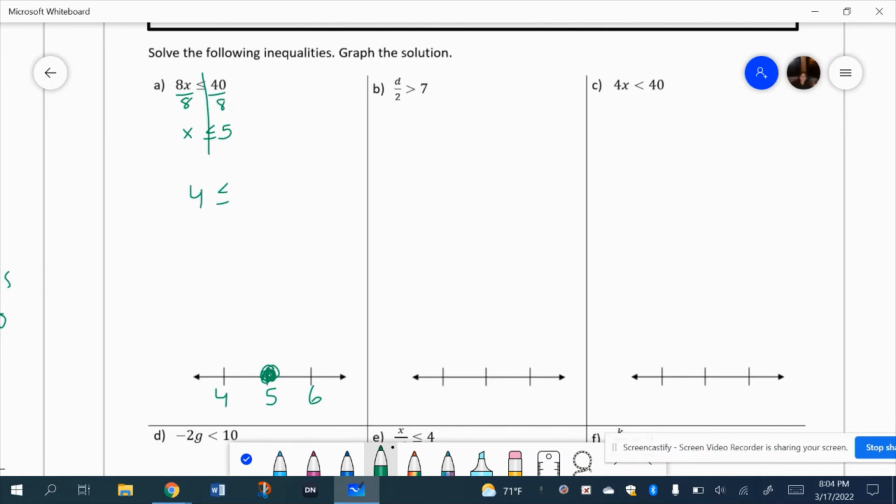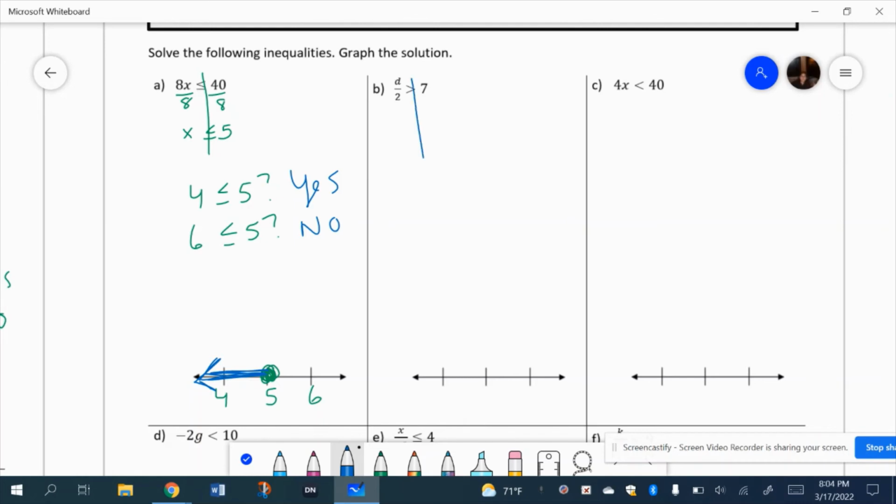Is 4 less than or equal to 5? Or is 6 less than or equal to 5? Well, 4 is definitely less. 6 is not. So that tells me we shade to the left.